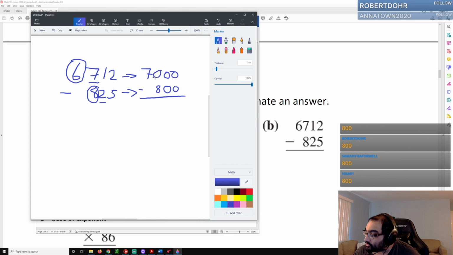Okay, and now we're just going to go ahead and subtract 7,000 minus 800. And can anybody tell me what we get for that? All right, 6,200, spot on. That's correct. So that's going to be our final answer for this problem here, 6,200. Oops, looks like a mistype there, Samantha. I think you meant 6,200.